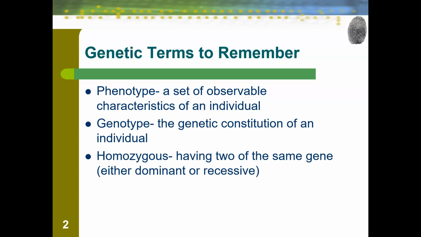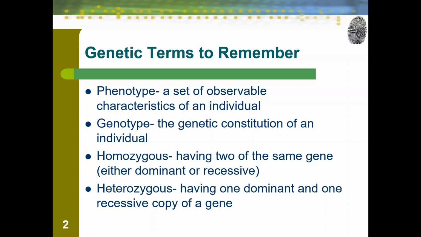You may also remember the term homozygous, having two of the same gene, the prefix homo meaning same. This could be either dominant or recessive. And then heterozygous, the prefix hetero meaning opposite, having one dominant and one recessive copy of a gene.